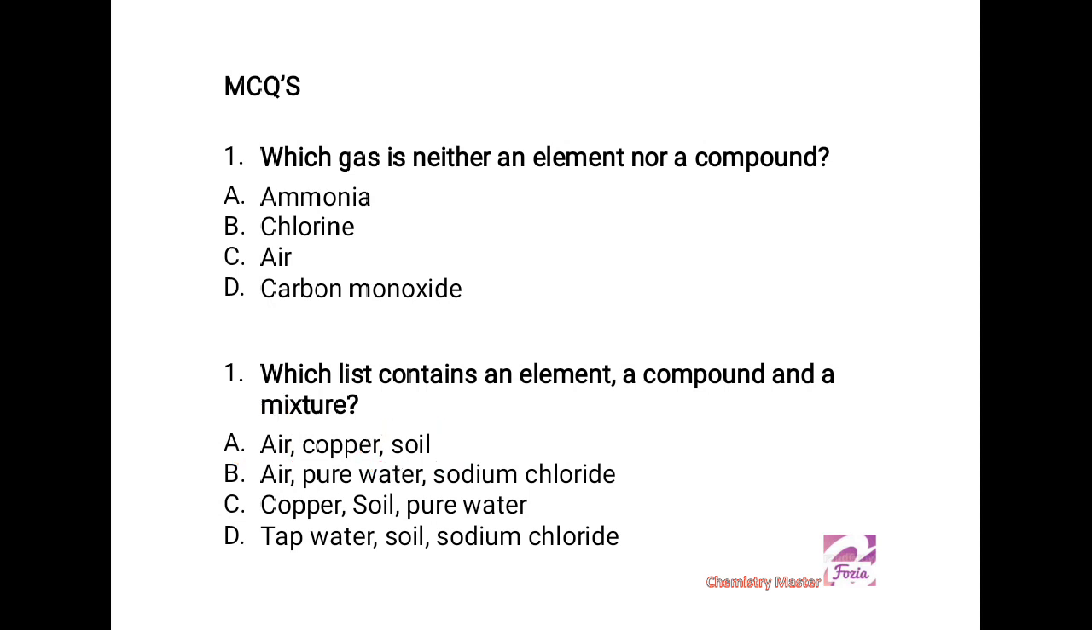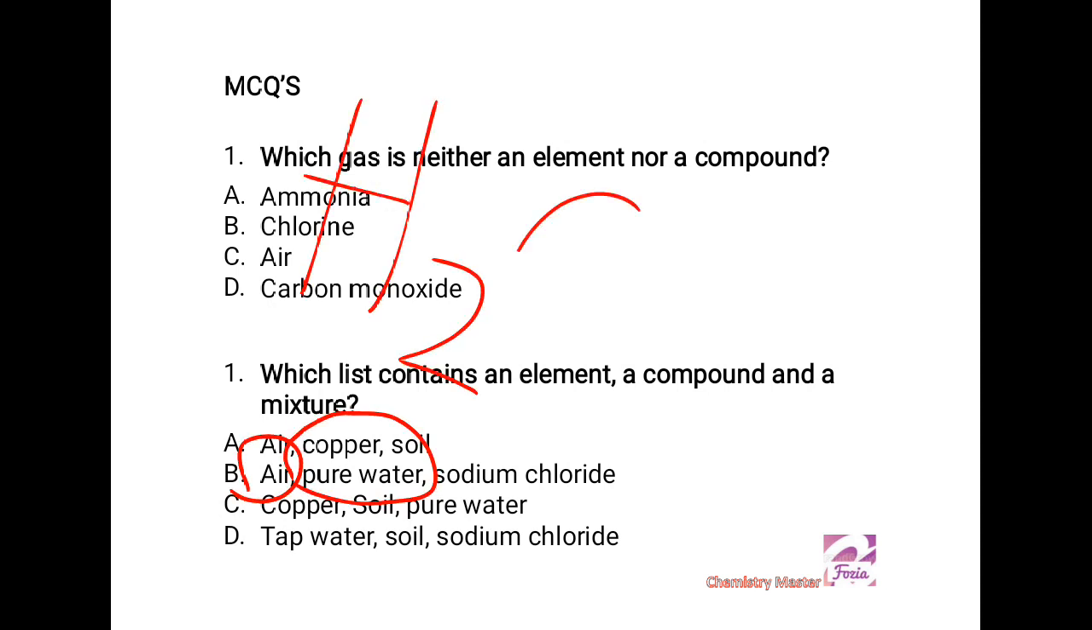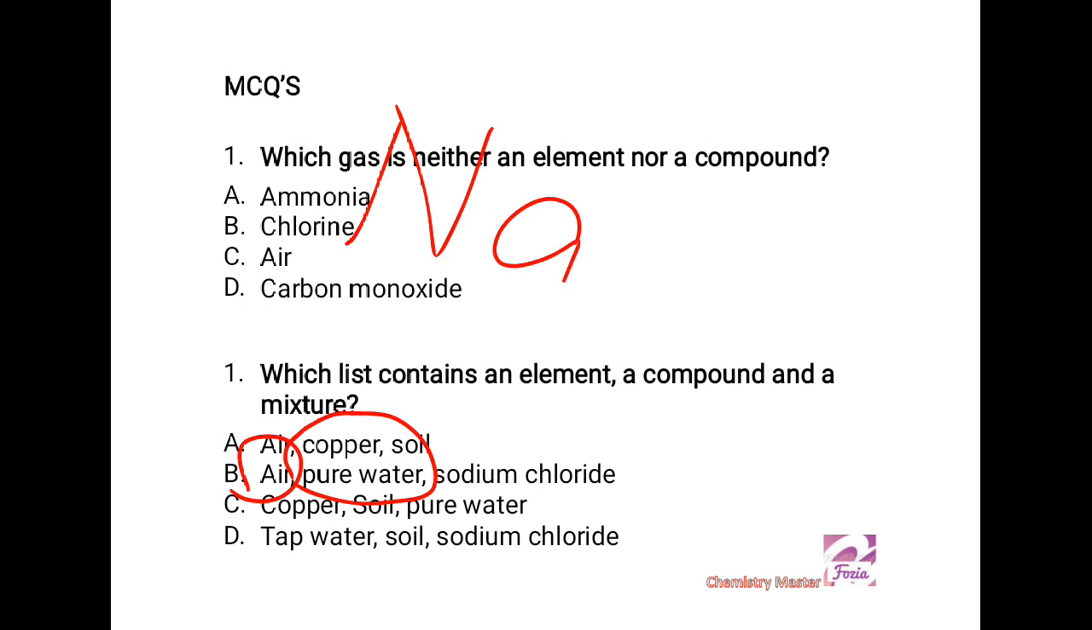In option B, air is a mixture, pure water is a compound. Pure water, what do you mean by pure? Pure means only H2O. And sodium chloride is another example of a compound. In this, sodium is bonded to chlorine. Yes, it's a well-known ionic compound. It's a rock salt or table salt.